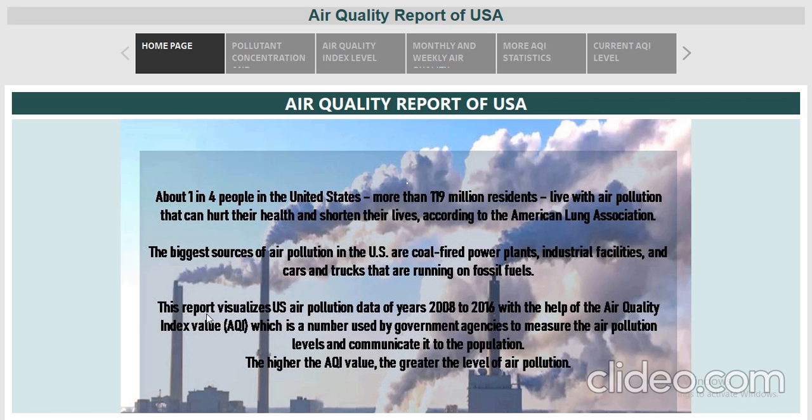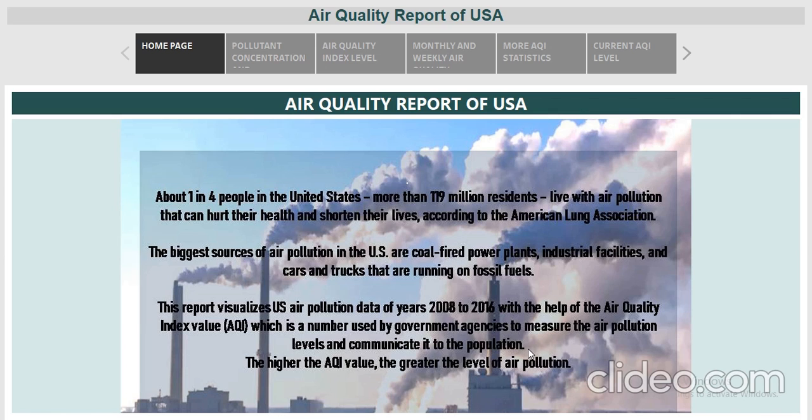So this report visualizes United States air pollution data of years 2008 to 2016. That's a span of 8 years. With the help of the Air Quality Index value, AQI, which is a number used by government agencies to measure the air pollution levels and communicate it to the population. So in this particular project, the most important factor that is governing whether the area, like the place, has more of pollution or not is that particular factor, the air quality index, AQI.